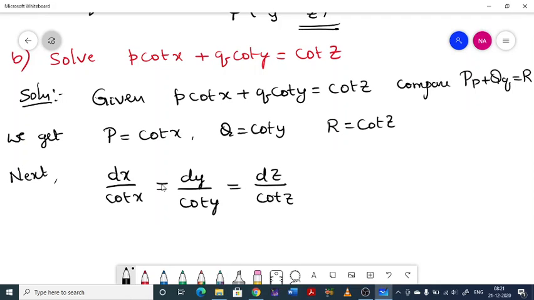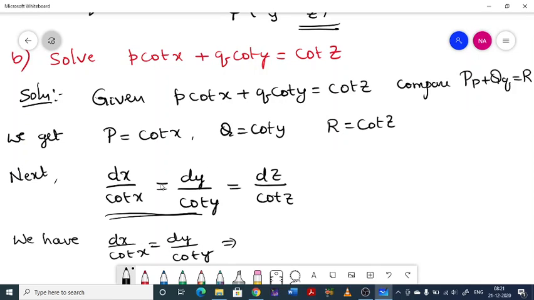Now here you can use separation of variables, because on this side you have dx by cot x, that is a function in one variable, again dy by cot y, that is a function in another variable. So you can use separation of variables. So by separating the variables, we have, first consider this pair, dx by cot x equal to dy by cot y.